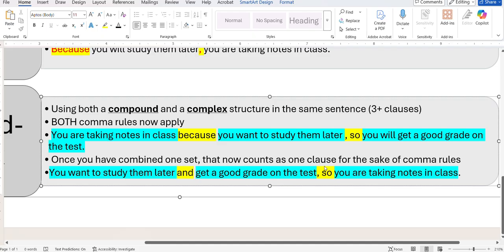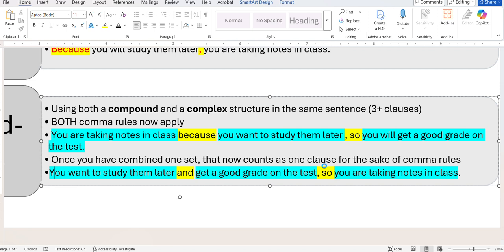And this goes to that, yes. And this goes to that kind of hearing it. Because if you said you want to study them later and get a good grade on the test, so you are taking notes in class, you kind of hear the pause in that one. You can hear where the tone switches. But again, that just depends on how you say it out loud to yourself. So I'm not putting it on the notes, but just as a tip, if in doubt, try reading it to yourself. You can probably hear where the pause goes as to whether or not you should put a comma there.